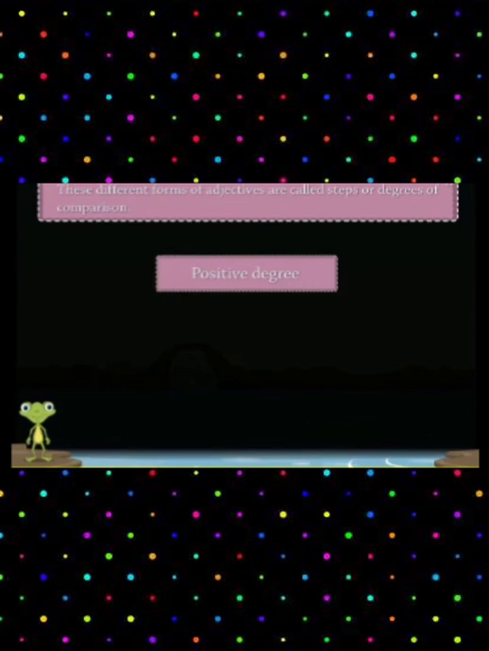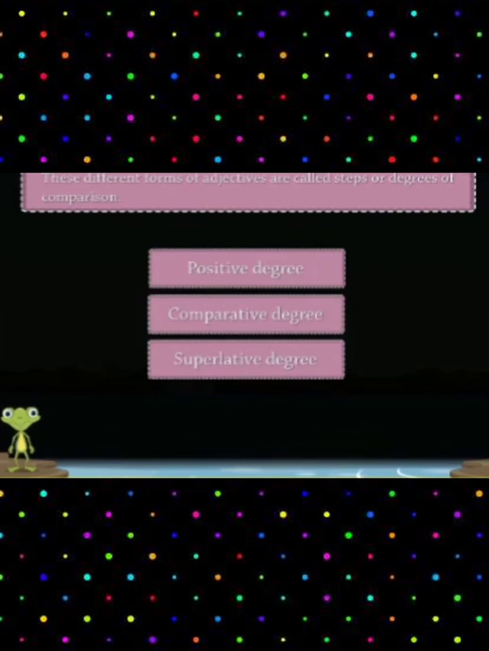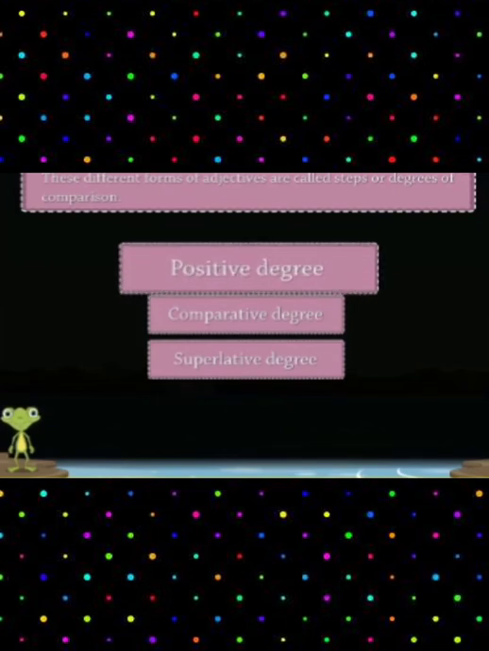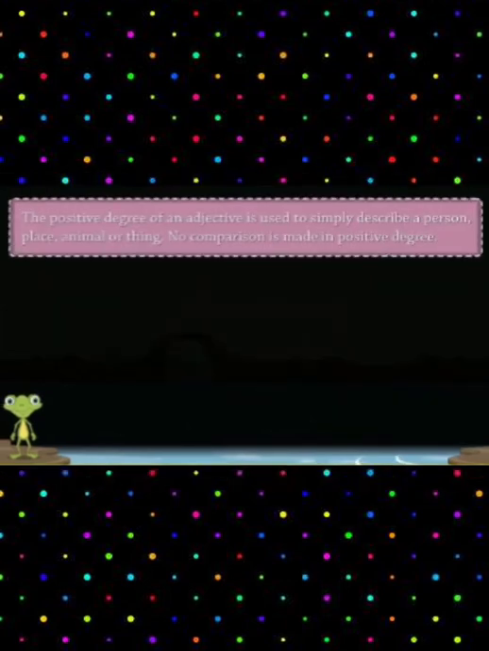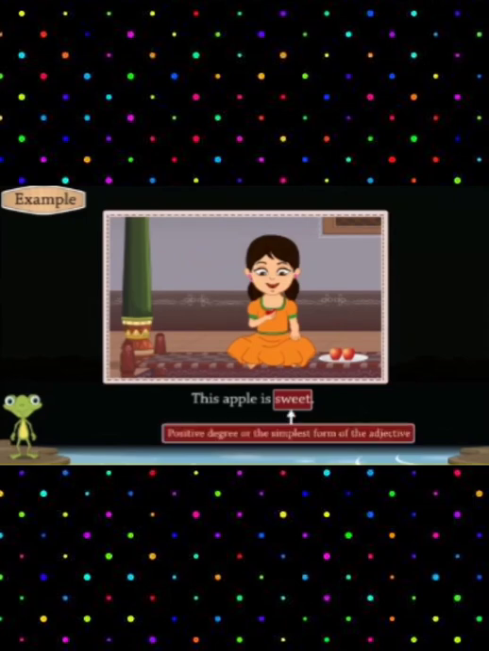Number 1, positive degree. Number 2, comparative degree. Number 3, superlative degree. So let us first learn about the positive degree. The positive degree of an adjective is used to simply describe a person, place, animal or thing. No comparison is made in the positive degree. For example, this apple is sweet. Here sweet is the positive degree or the simplest form of the adjective. The adjective sweet is used to describe the noun, that is, apple. It is not used for comparison.